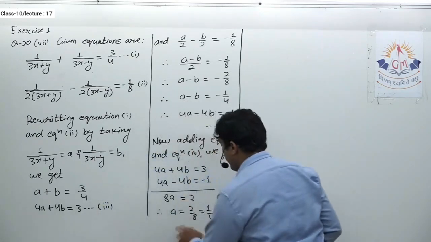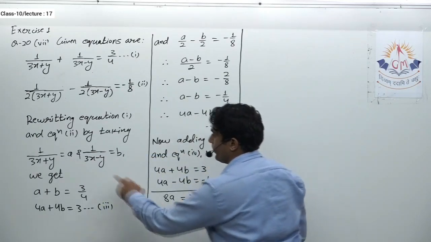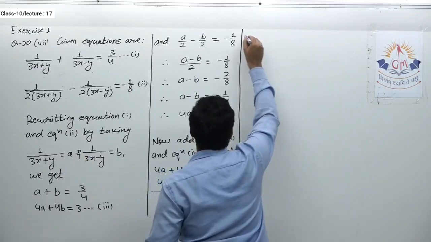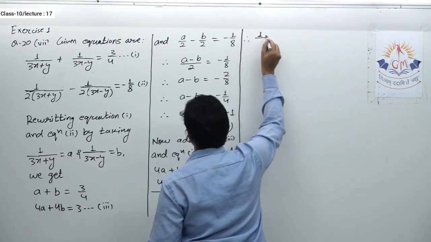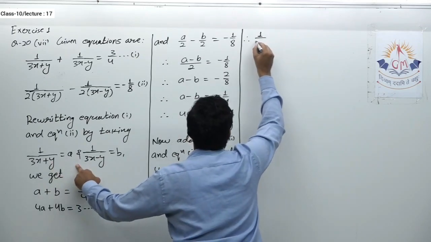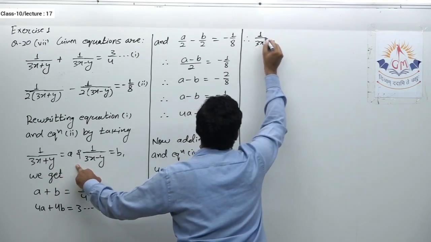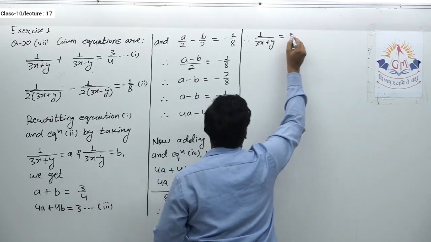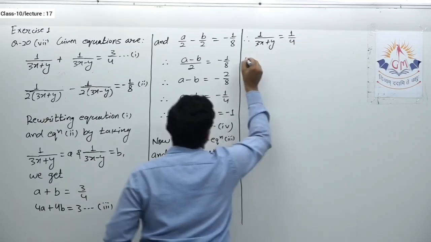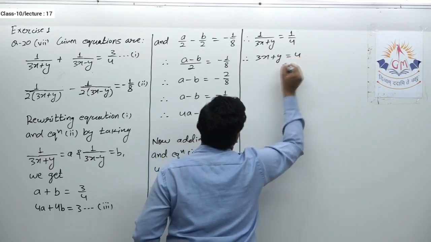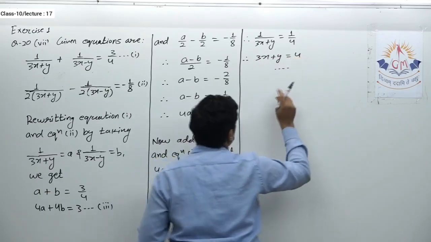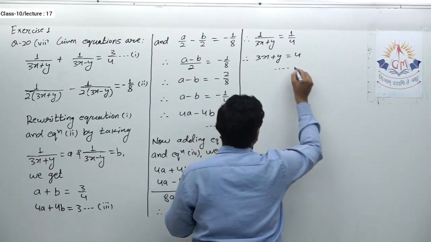Okay, or I can do one more thing, that a equal to 1 by 4 but a equal to this. So here I do write, therefore 1 upon 3x plus y is equal to 1 upon 4. Therefore 3x plus y is equal to 4. This is my equation number 5.